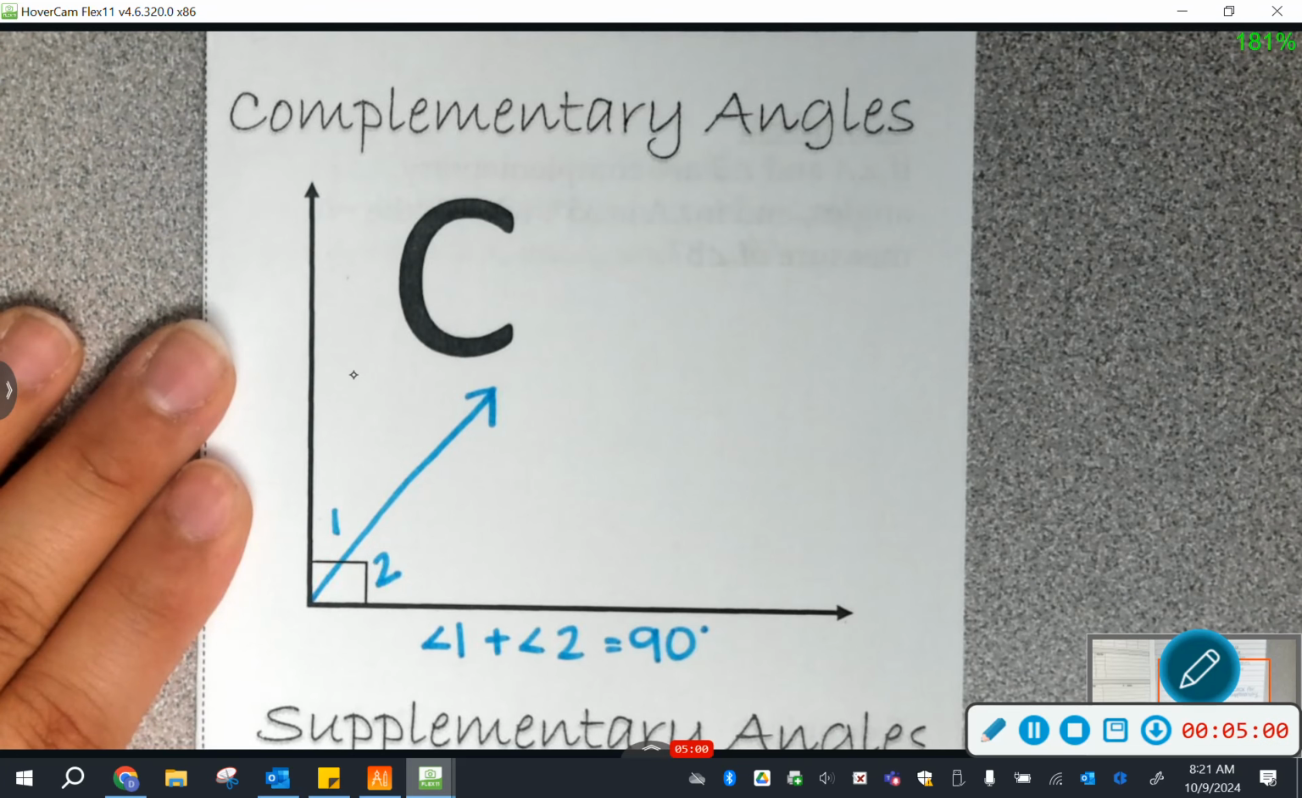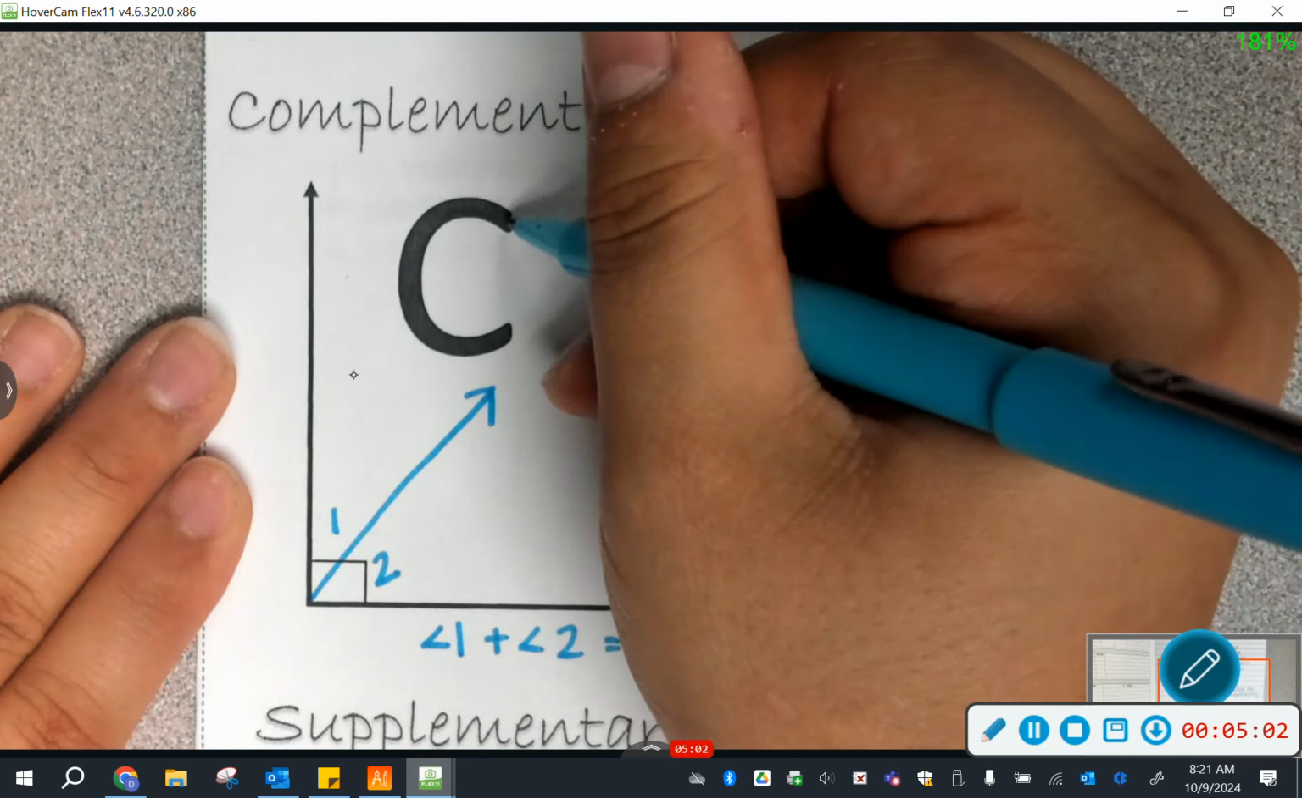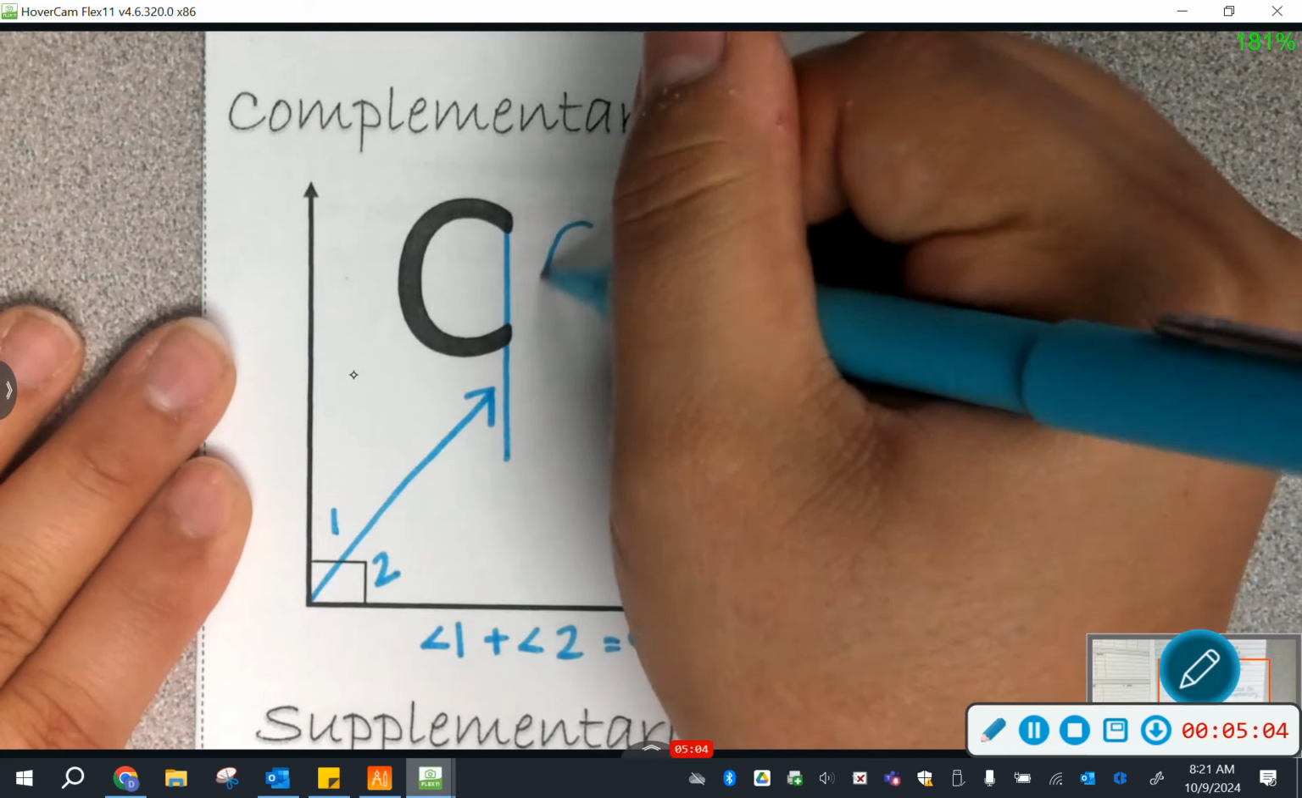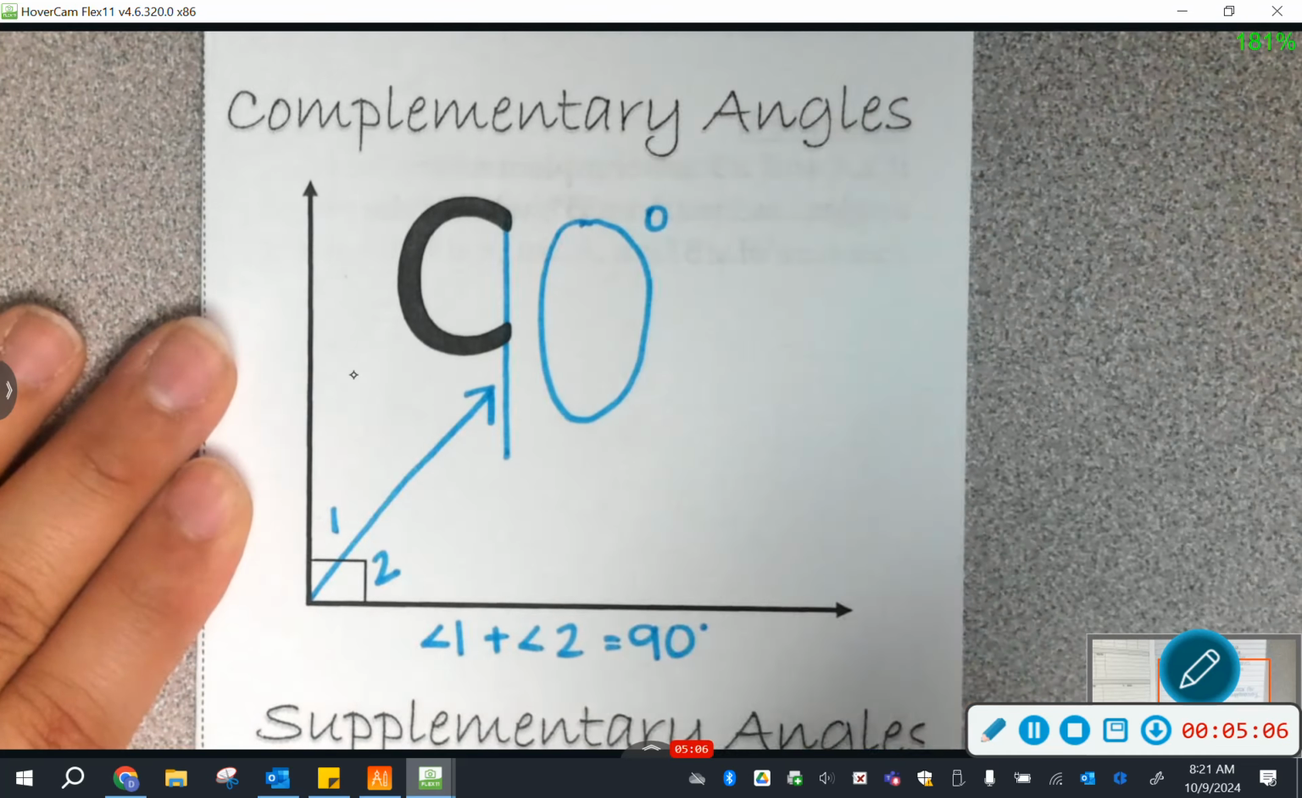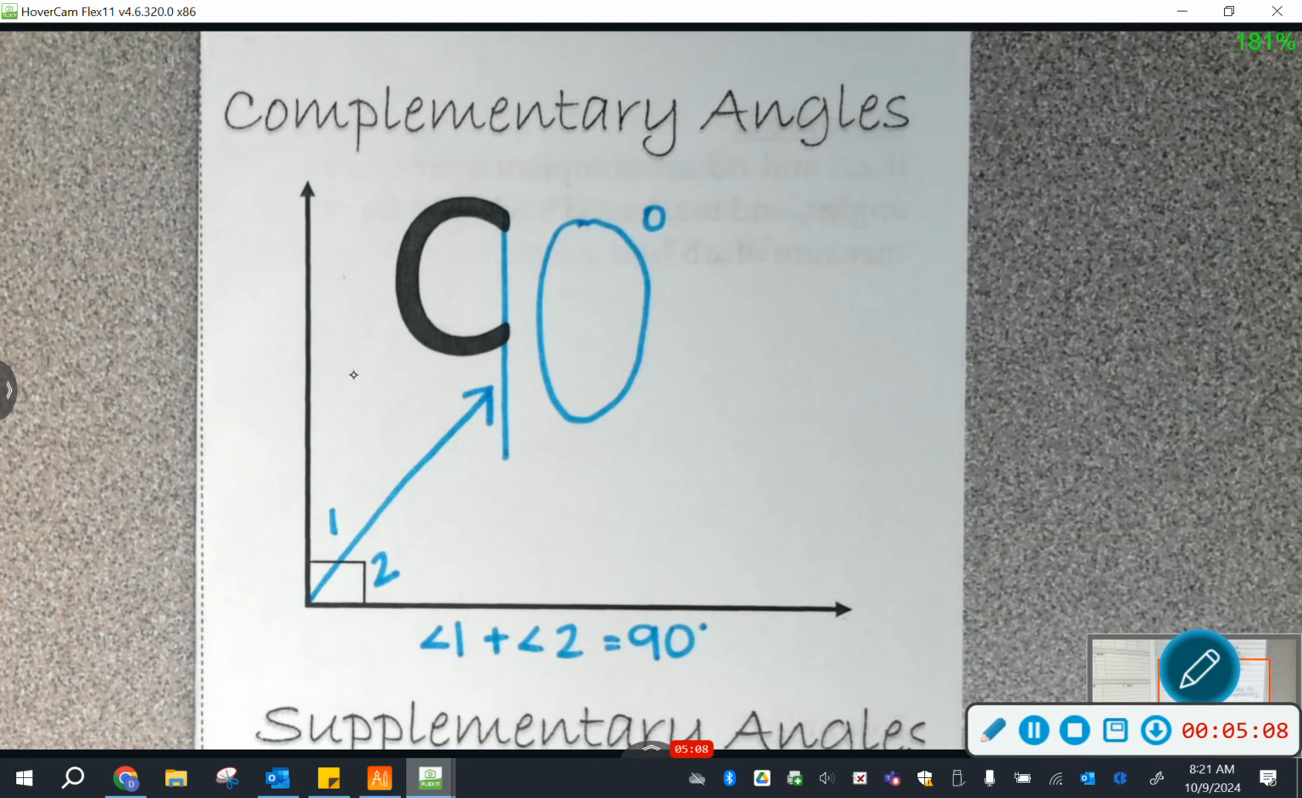And do y'all remember when we did the vocabulary day, I told you on C you can draw 90 degrees. You can use a C to draw 90 degrees. That is what complementary means. Write this down. If I'm writing it down, you're writing it down, please.